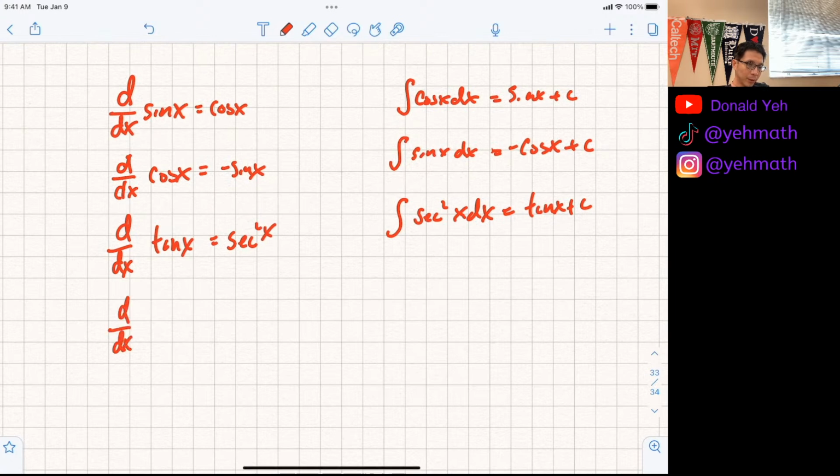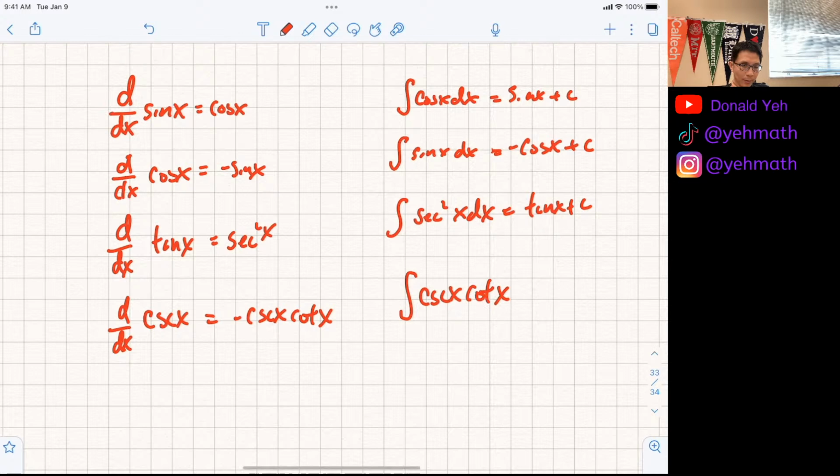Now d/dx of cosecant of x is equal to negative cosecant of x cotangent of x. So integration of csc of x cot of x is equal to what? Negative cosecant of x, yeah. So you can think about it backwards, right?